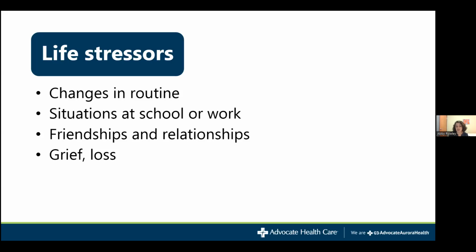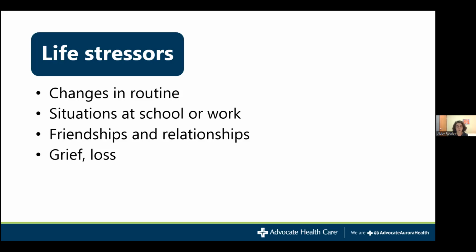We also know grief and loss are big areas, and that people with Down syndrome do experience grief and loss sometimes on a different timeline than people without Down syndrome. So it might take a little bit of sleuthing to determine if there was a situation that didn't just immediately happen, but it can still be a life stressor for them, even months or an extended period of time after the event itself.